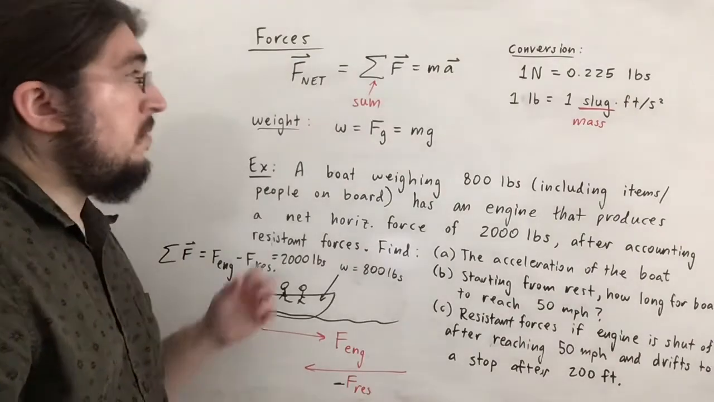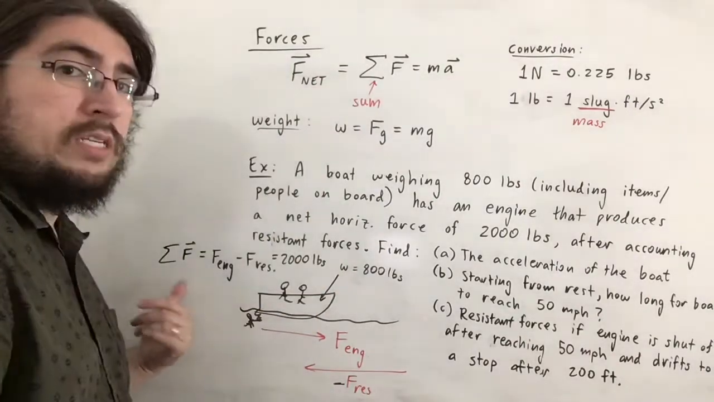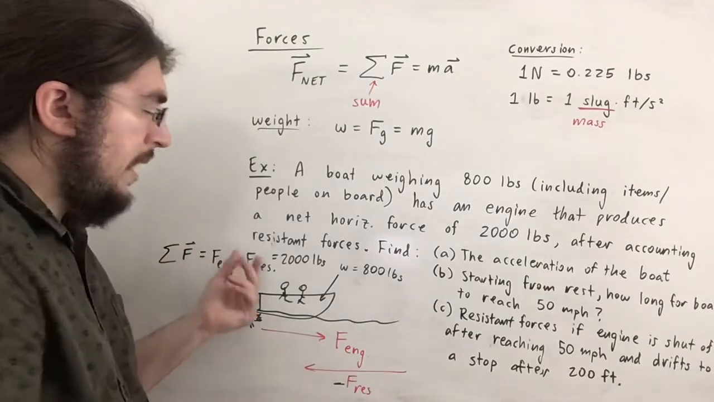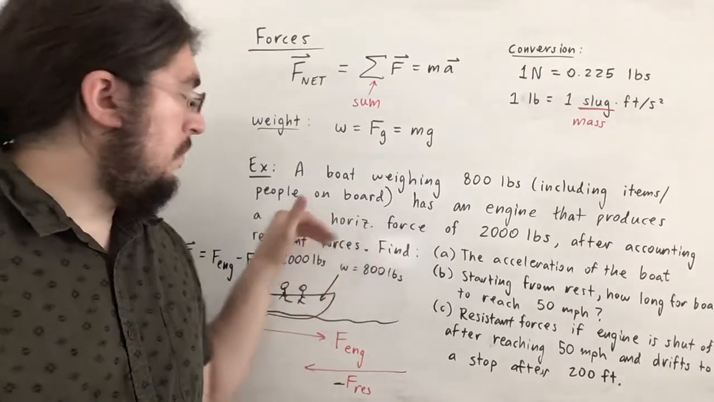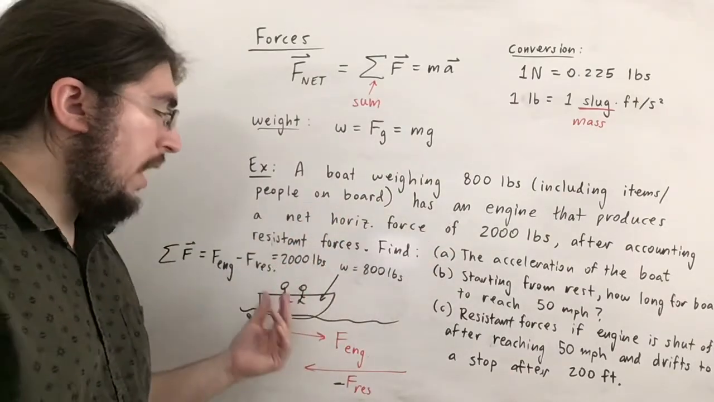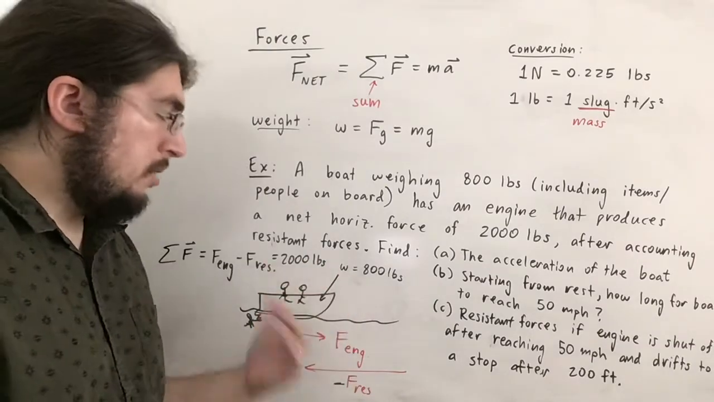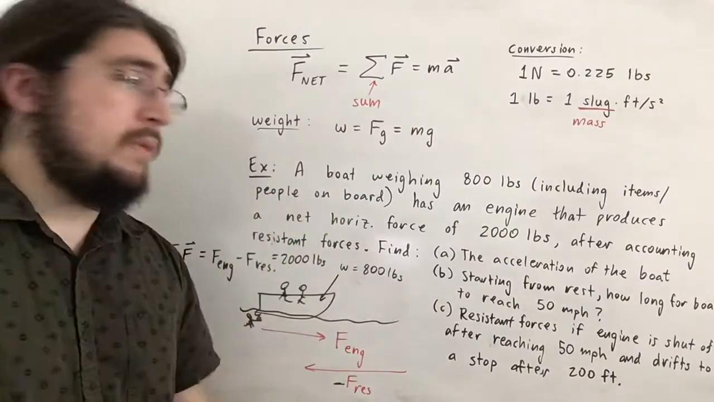So with that being said, when we find the sum of all of these forces, since this is negative, really the sum of the forces is the engine force minus the resistance force, and that together makes the total net horizontal force, which is 2,000 pounds. The weight of this boat, that I'm calling W, including the people and everything else on the boat, is 800 pounds, and that's all given from the initial statement.